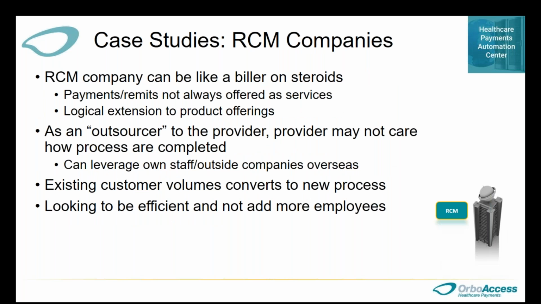The last example is really revenue cycle companies. You know, these quote-unquote billers on steroids. They have a lot of different services that they're providing. This gives them some additional diversity. It is a logical extension from a product offering. Many of these are offering, you know, BPO services. So using AI to streamline those processes for not only themselves, but also for the client can be a very powerful benefit.